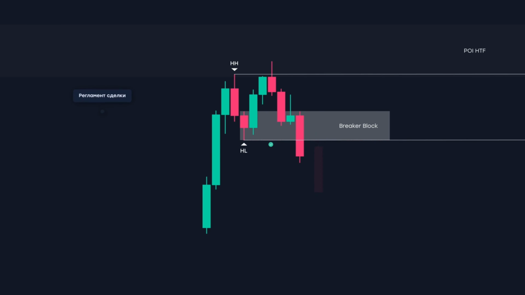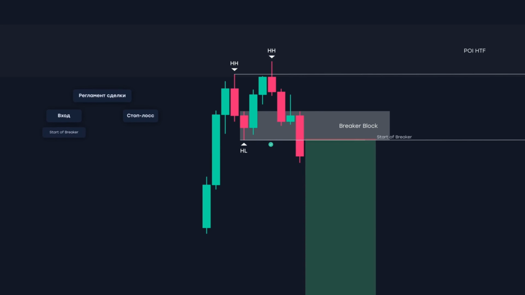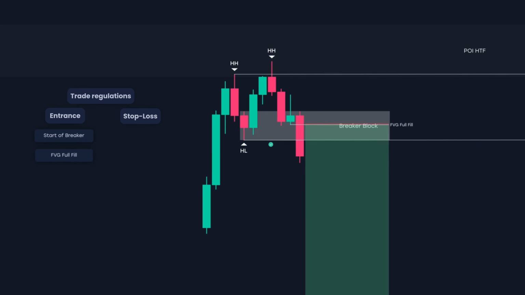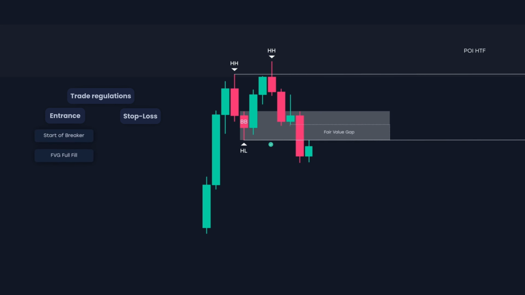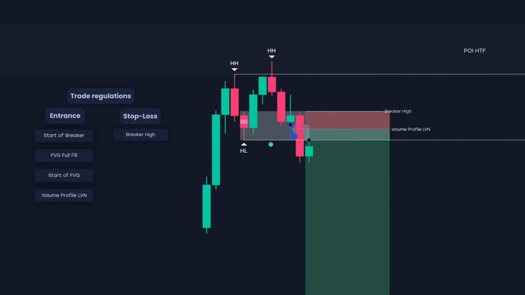At this stage, an entry can be considered from the beginning of the bearish breaker and at the fulfillment level. If the imbalance is confirmed, then the entry will take place from its beginning. And the fourth option involves overlaying the volume profile on the bearish inefficiency. The area with the least trading activity will be used to place a limit order. An aggressive stop loss is relevant only if the high of the breakout candle coincides with the upper boundary of the breaker. In all other situations, only a conservative stop behind the last swing high is considered.